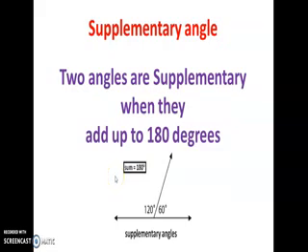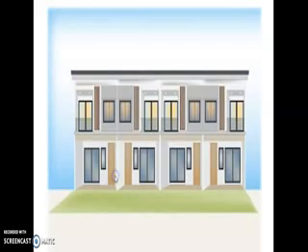Now let us move on to the next angle, that is adjacent angles. Here in this picture you are observing one building, isn't it? In this building there are 4 houses, 1 2 3 4, like this, and these houses are adjacent to each other, no?